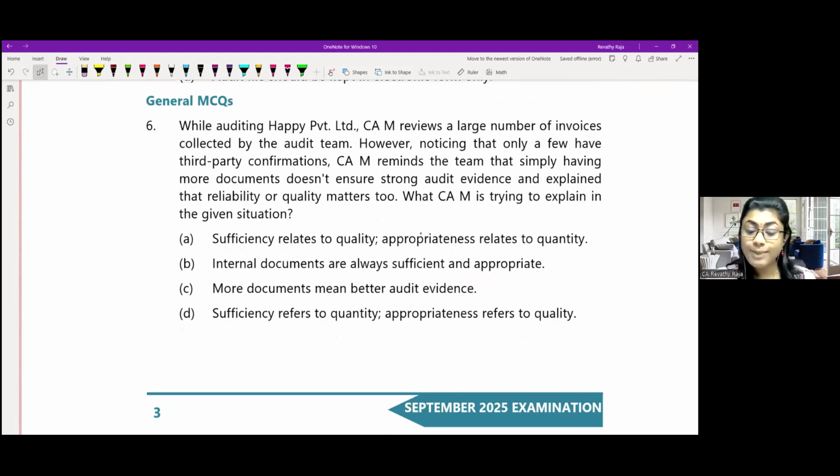While auditing Happy Private Limited, M reviews a large number of invoices collected by the audit team. However, noticing that only a few have third-party confirmation, M reminds the team that simply more documents does not ensure strong evidence, and explains that reliability or quality matters also. M is trying to explain what? He's trying to talk about reliability and quality, and then he's talking about the quantity also. So sufficiency is related to quantity, appropriateness to quality. Sufficiency is the quantity, appropriateness is the quality.